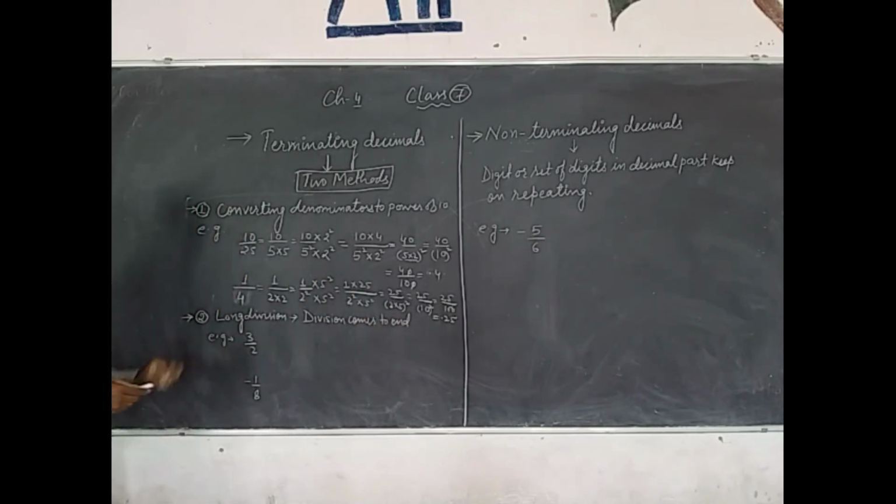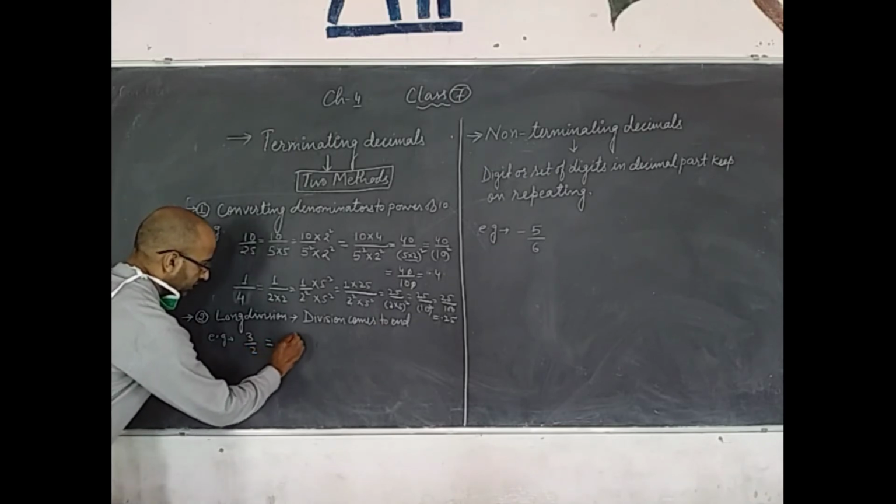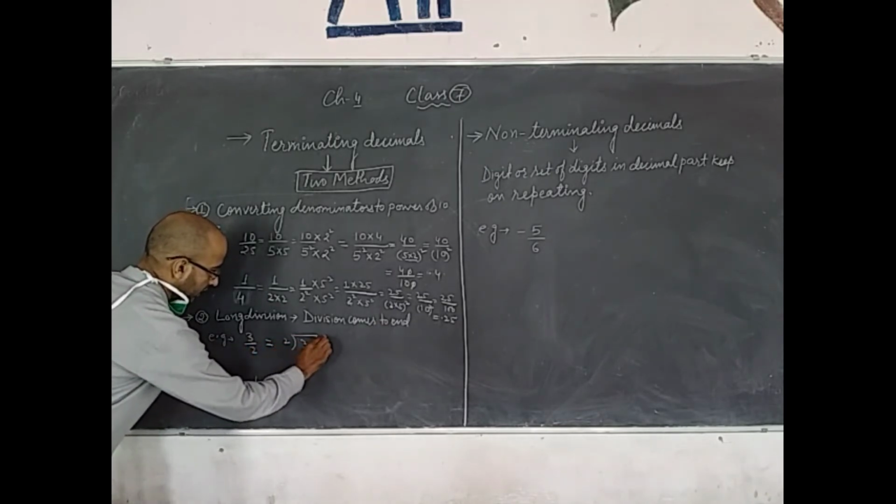Let us see with an example. 3 you have to divide by 2. It will go one time.